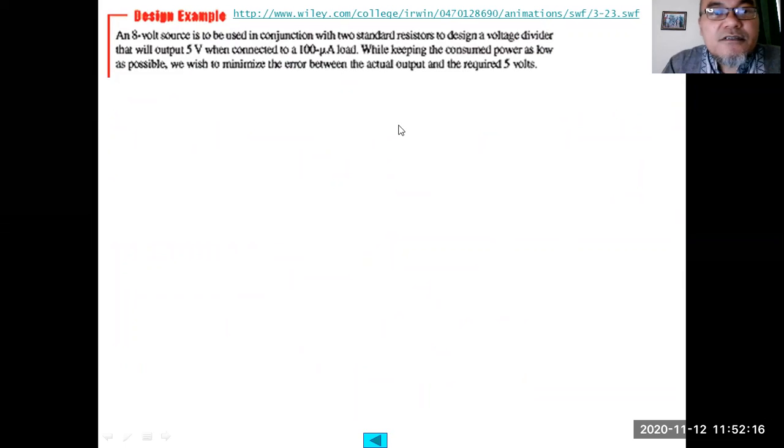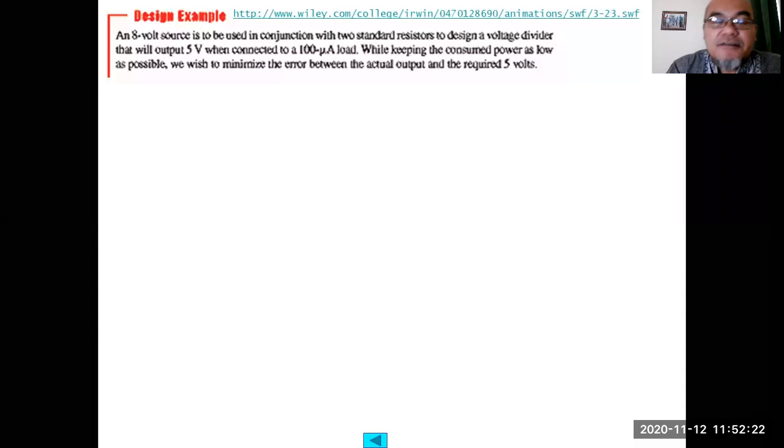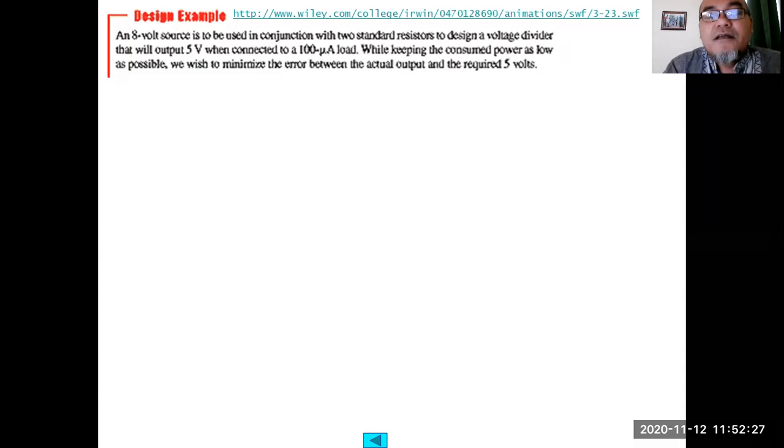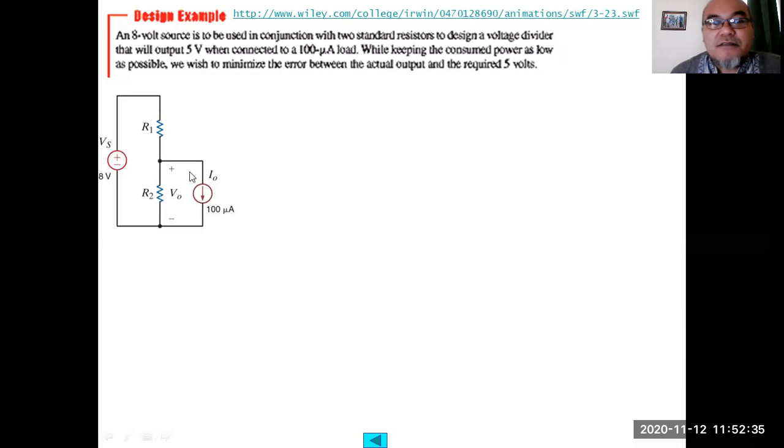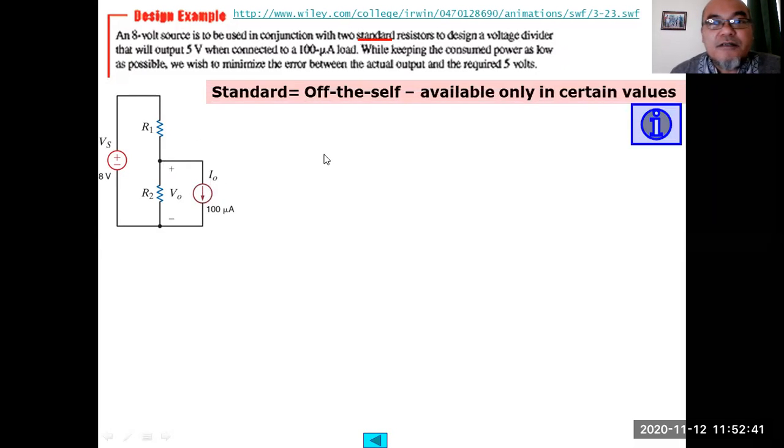An 8-volt source is to be used in conjunction with 2 standard resistors to design a voltage divider. The voltage will output 5 volts when connected to a 100 microampere load, while keeping the consumed power as low as possible. This is to minimize the error between the actual output and the required 5 volts. So this is the load, drawing a current of 100 microamperes.